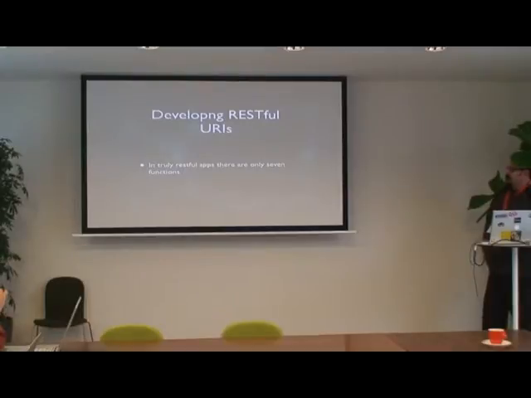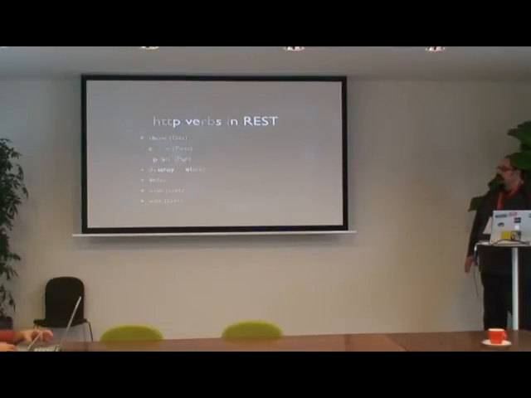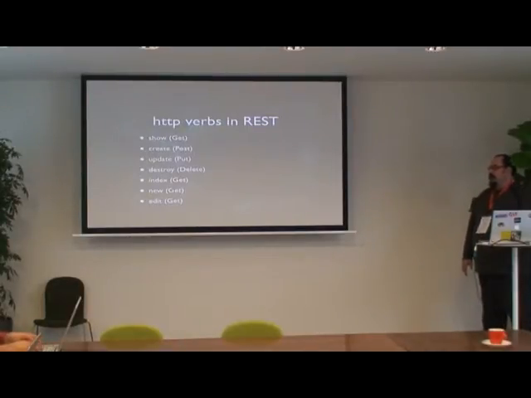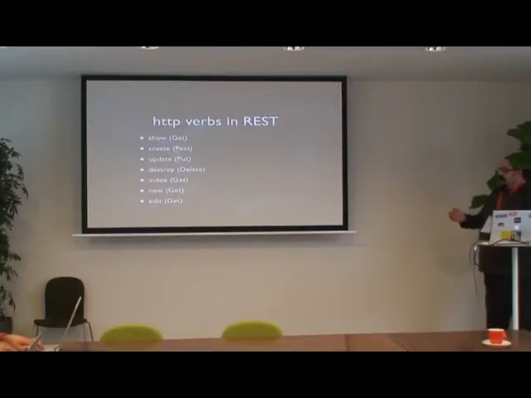So when we develop RESTful URLs, in truly RESTful applications, there's only 7 functions. And those functions work like this. You have show, which is a GET request, create, which is a POST request, update, which is a PUT request, and destroy, which is a DELETE. And then in addition to those 4 basic ones, you have index, view, and edit. And those are also GET requests. The GET request for edit returns a page that is either updated or destroyed.